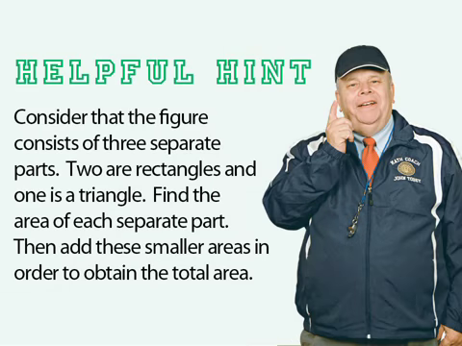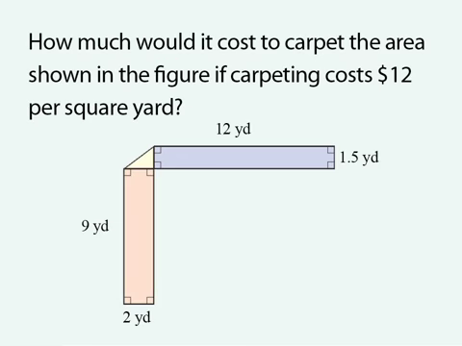Consider that the figure consists of 3 separate parts. 2 are rectangles and 1 is a triangle. Find the area of each separate part. Then add these smaller areas to obtain the total area. Now let's take a look at the problem.